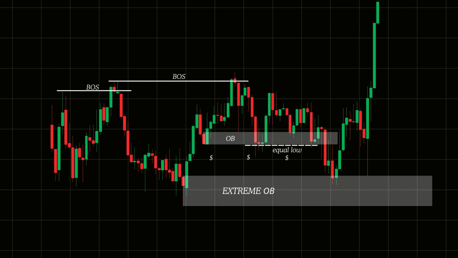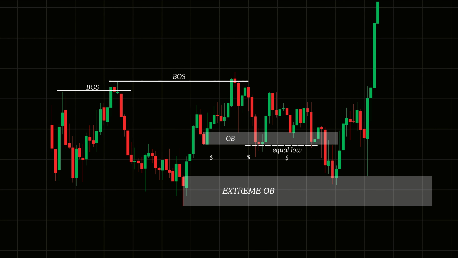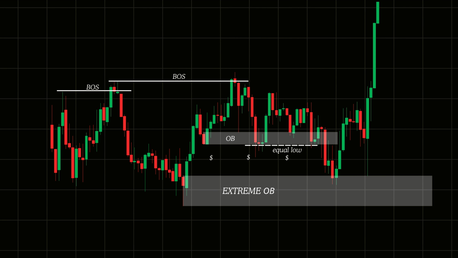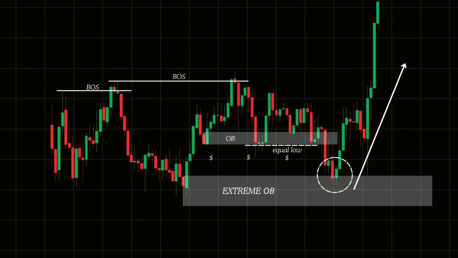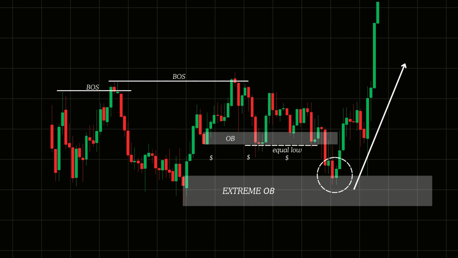In contrast, the reversal from the extreme order block occurred because liquidity was taken below the upper block and equal lows. By sweeping liquidity, price accumulated momentum and gained the energy to rally. Once it reached the extreme order block, price immediately reversed and made a strong upward move to clear buy-side liquidity. Therefore, the extreme order block delivered a higher probability of success as a trading setup.